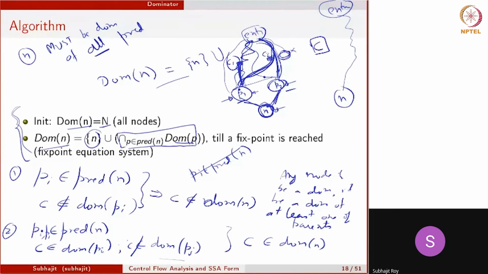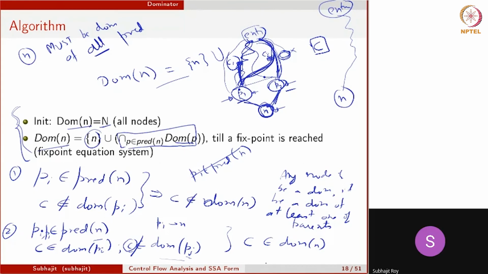So what does it mean that it is not a dominator of Pj? It means that there is a path that can miss C and still reach Pj. So if I can reach Pj without touching C, then I can just take the edge, because Pj is a predecessor of N. So I can just take the edge from Pj to N and construct a path from entry to N which does not contain C. Sure, it's clear now. Thank you.